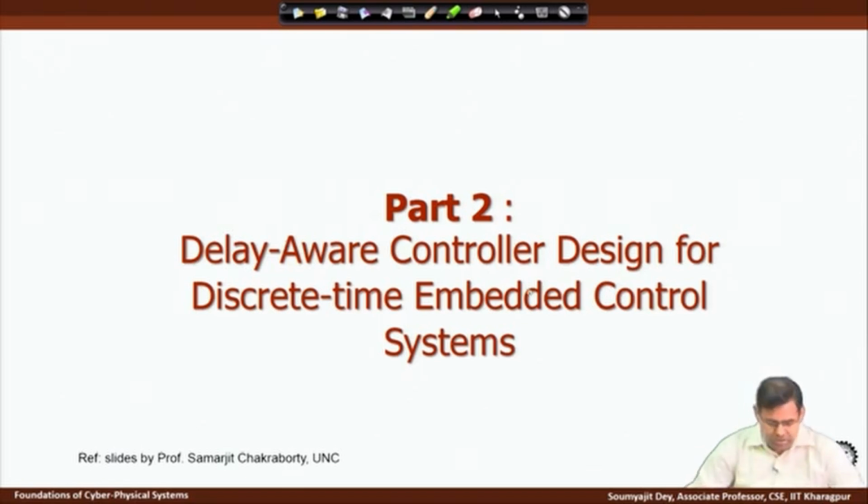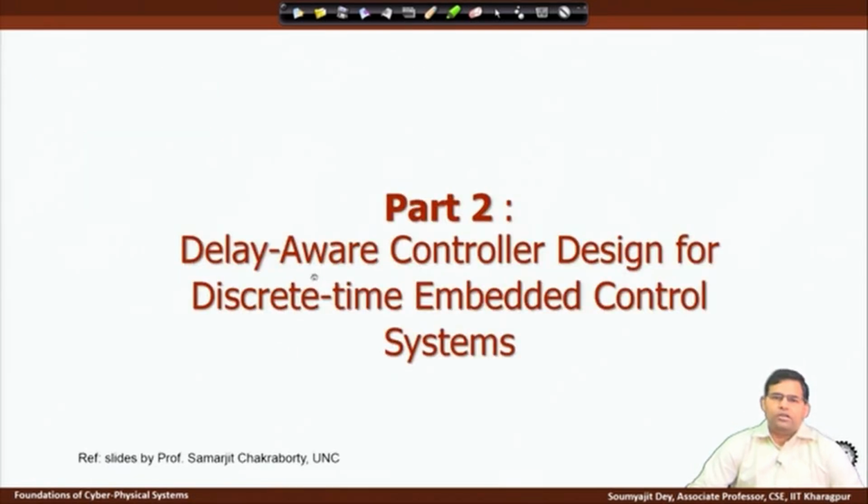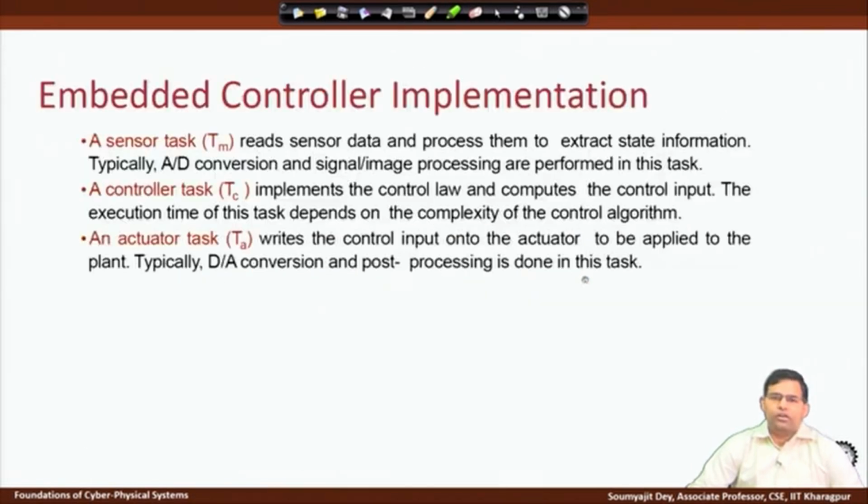Some of these materials have been taken from Professor Samarjit Chakraborty's course. Of course, we have adapted it for our purpose. So, let us first talk about why such delays should eventually come in a control loop. Let us understand how embedded controllers are really implemented. Some of this we have already seen from our previous coverage on real time scheduling of multiple tasks together.